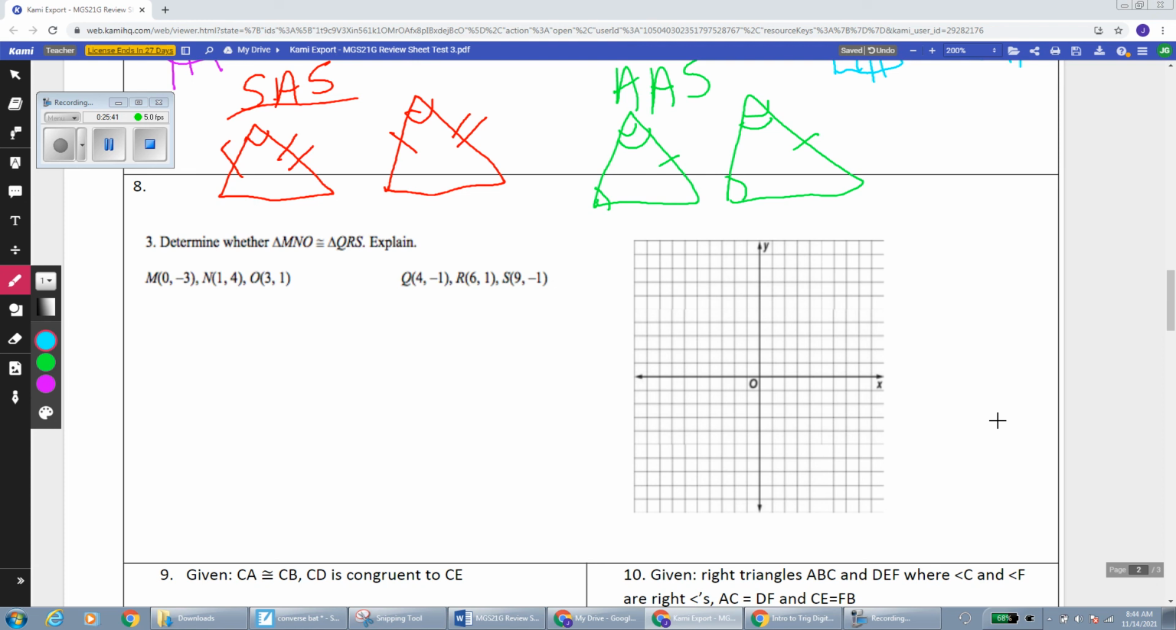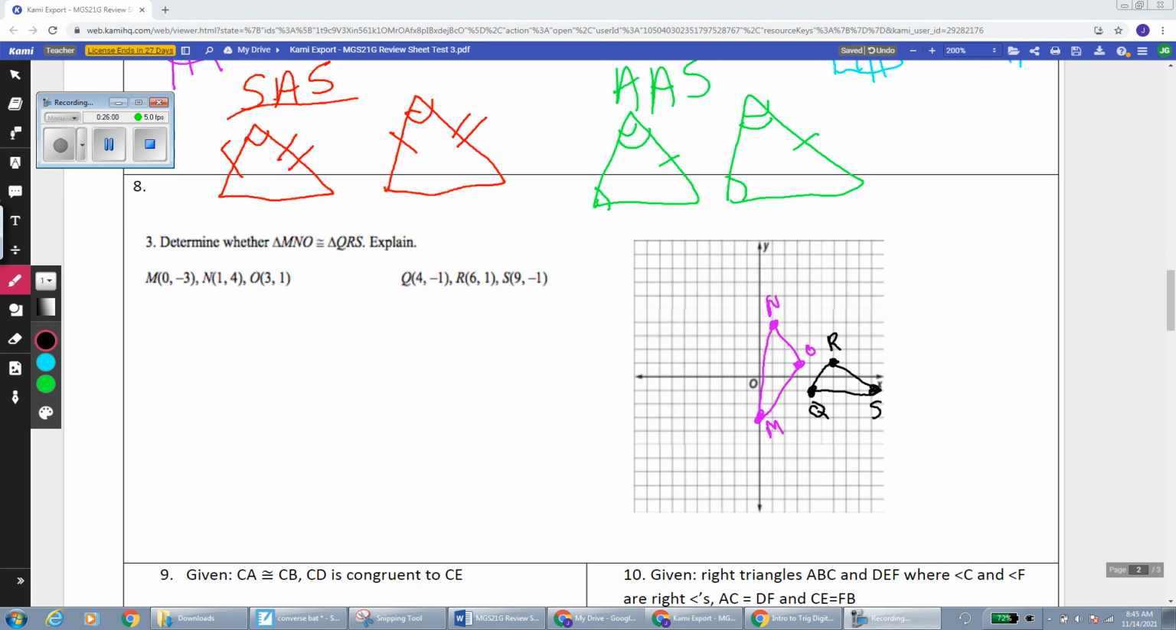Determine whether triangle MNO is congruent to triangle QRS. You don't have to graph the triangles. You can do the question just fine without graphing it. But I'll just pause the video really quick and graph it just so you can see what the triangles look like, in case that helps anybody see things a bit more clearly.